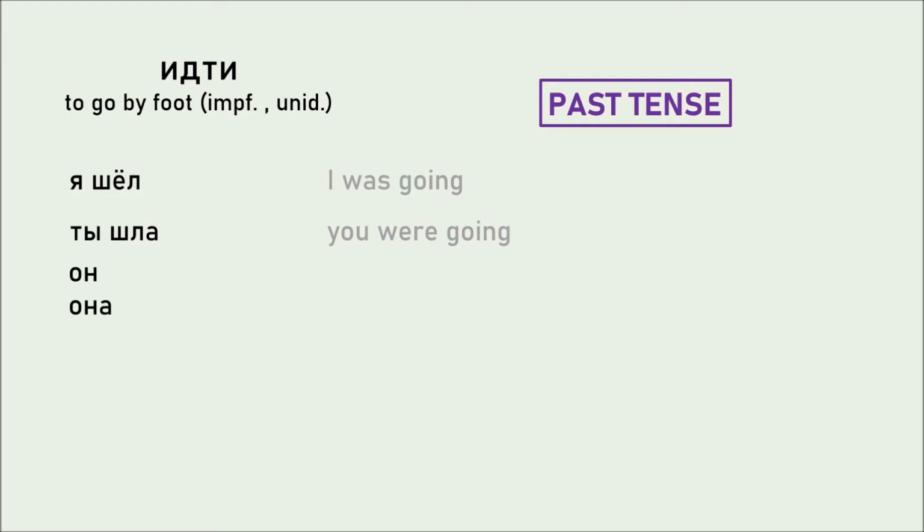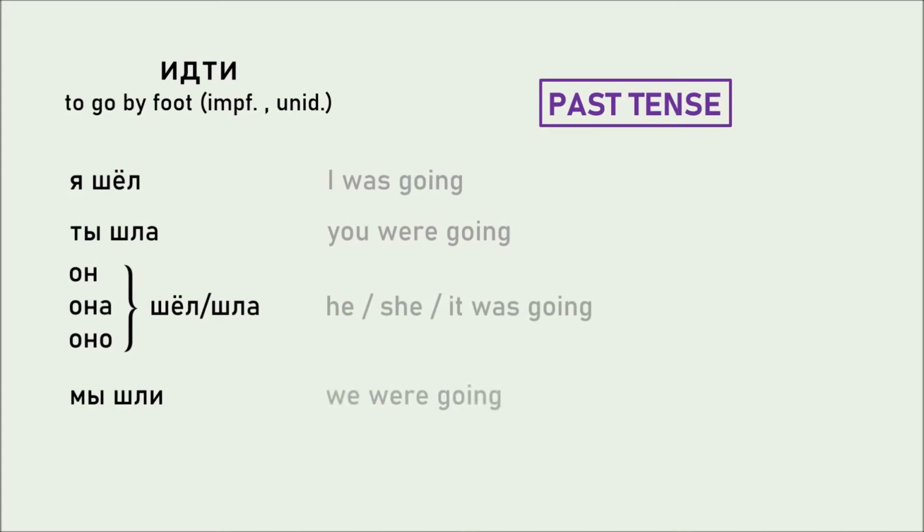Он, она, оно, шел or шла, or шло, if it's neuter. Мы шли, вы шли, они шли. Let's add on a prefix.